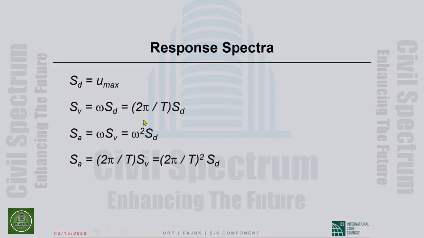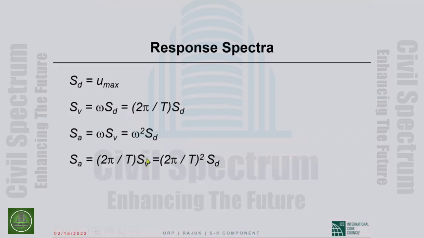The 2 pi over T is called the circular frequency, omega. So the spectral pseudo velocity is the spectral displacement multiplied by the circular frequency, and that's it.